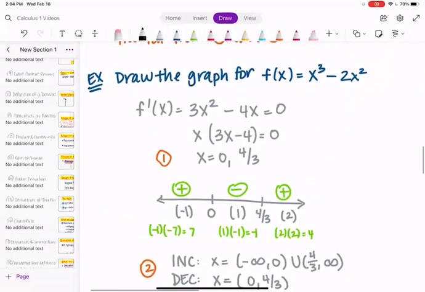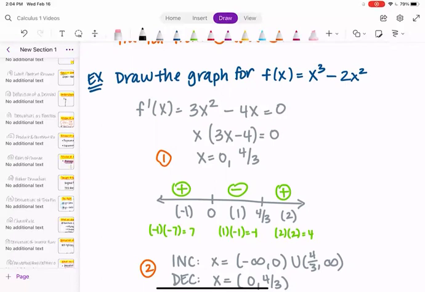So the function we're going to draw a graph for is f of x equals x cubed minus 2x squared. And I don't think anyone off the top of their head can produce a graph for that that looks relatively accurate without going through some steps. That's not 100% an easy translation or scaling kind of function, right?